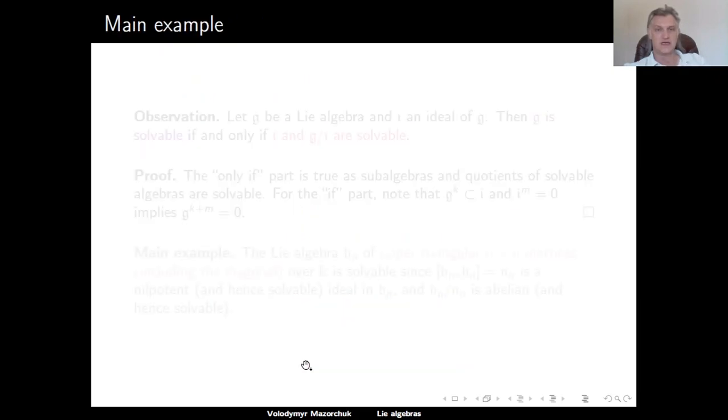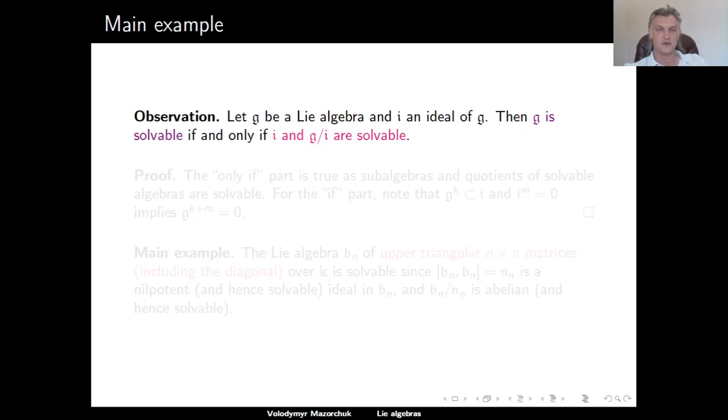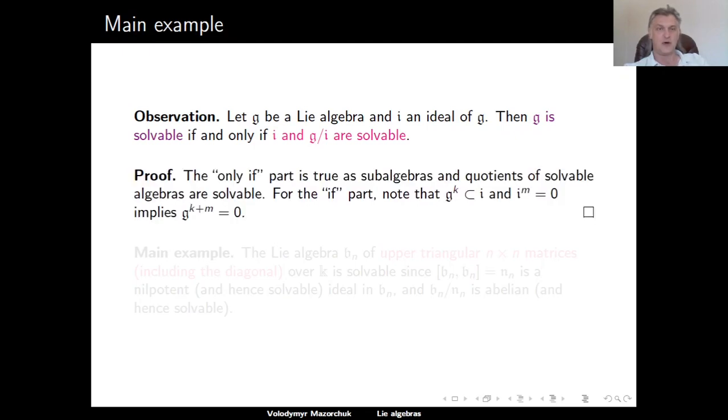So let's now discuss the main example of solvable Lie algebras. In order to consider our main example, we make the following observation. Assume that we have a Lie algebra G and an ideal I in G. Then the algebra G is solvable if and only if both I and the quotient of G modulo I are solvable. Indeed, the only if part of this claim follows from the fact that any subalgebra and any quotient of a solvable algebra are solvable.